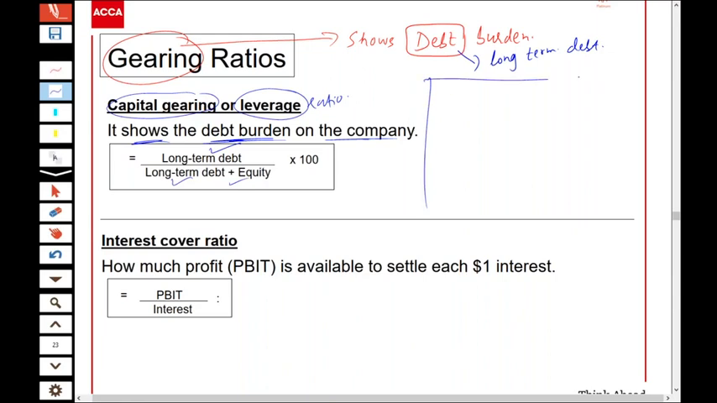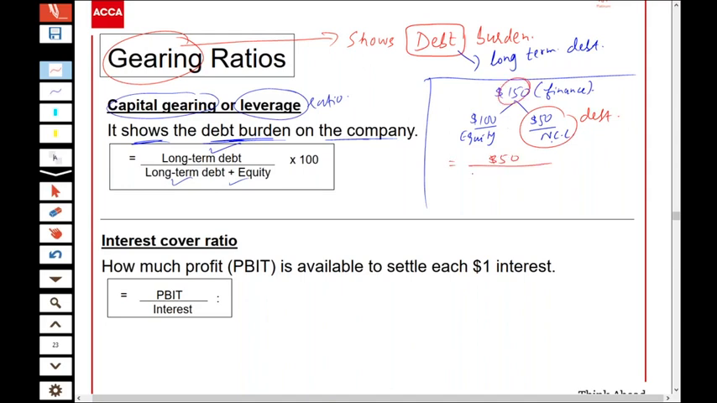How? For example, I have got 150 finance. 100 is my own equity, and 50 I had received from a long-term liability. Then this is something which is a debt. So how will I be calculating? That is 50 over total 150, and 150 can also be shown as 50 plus 100.